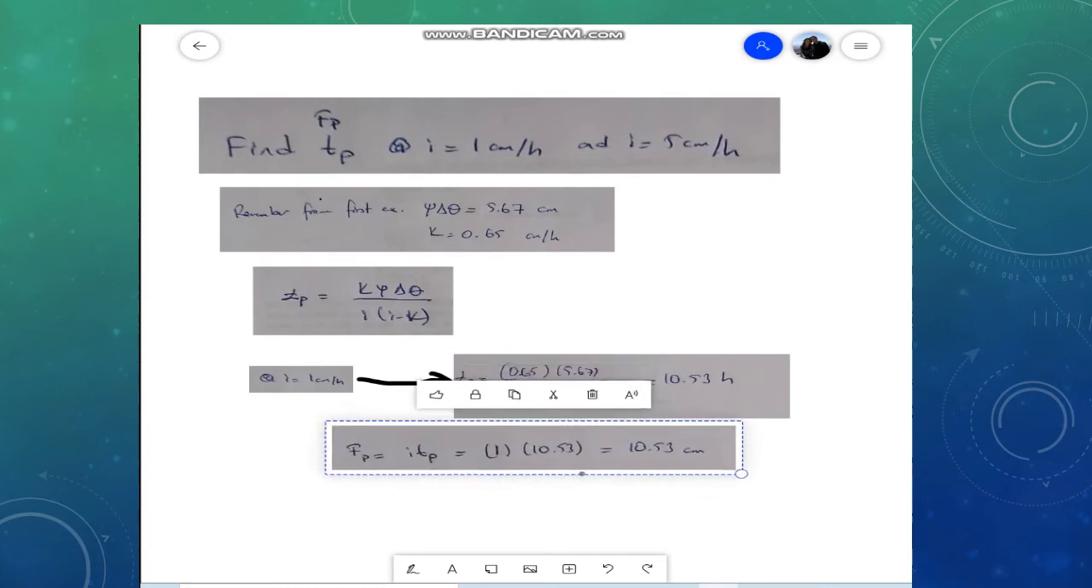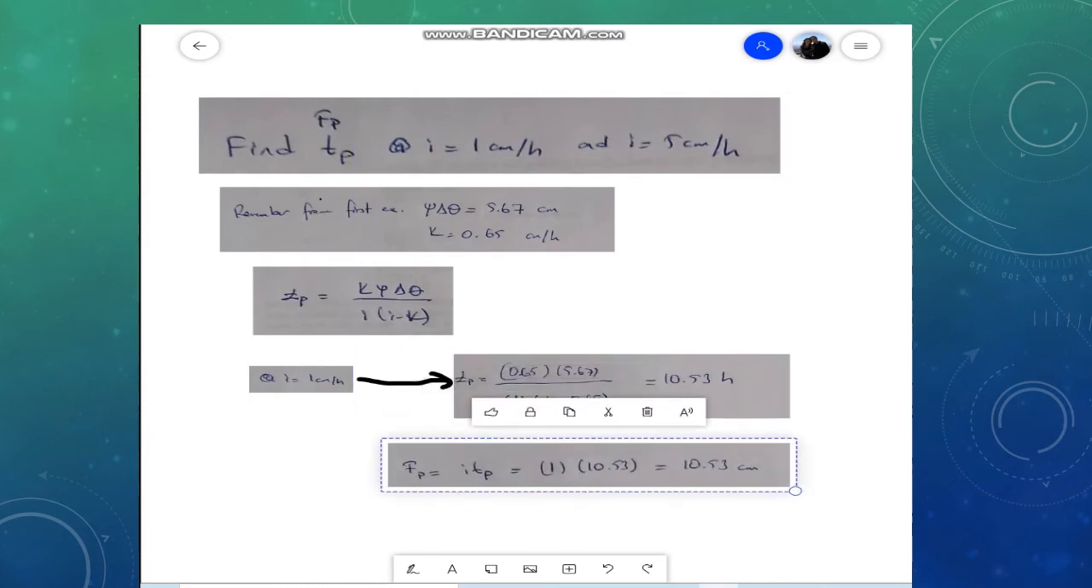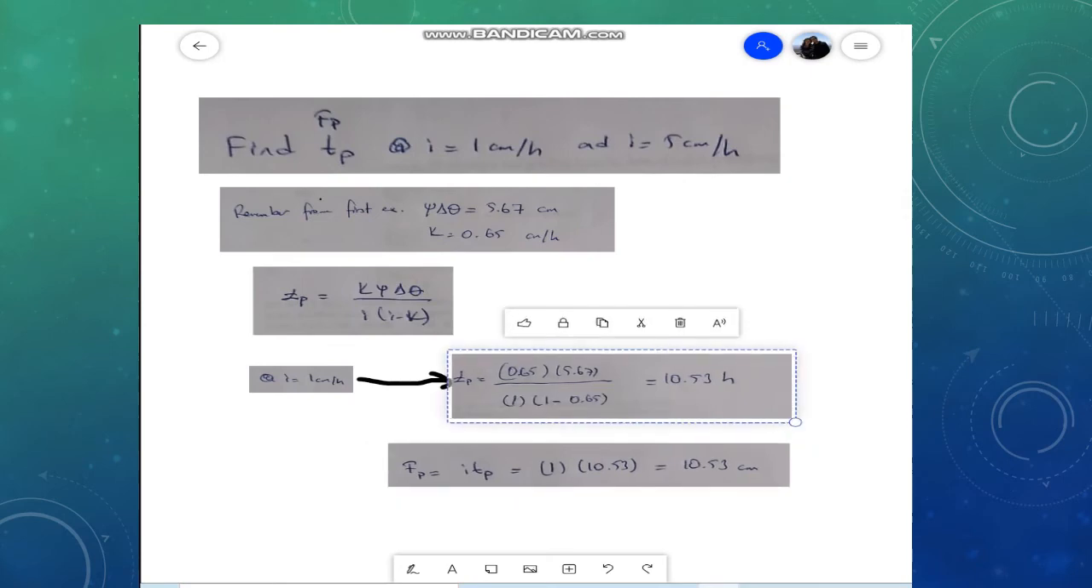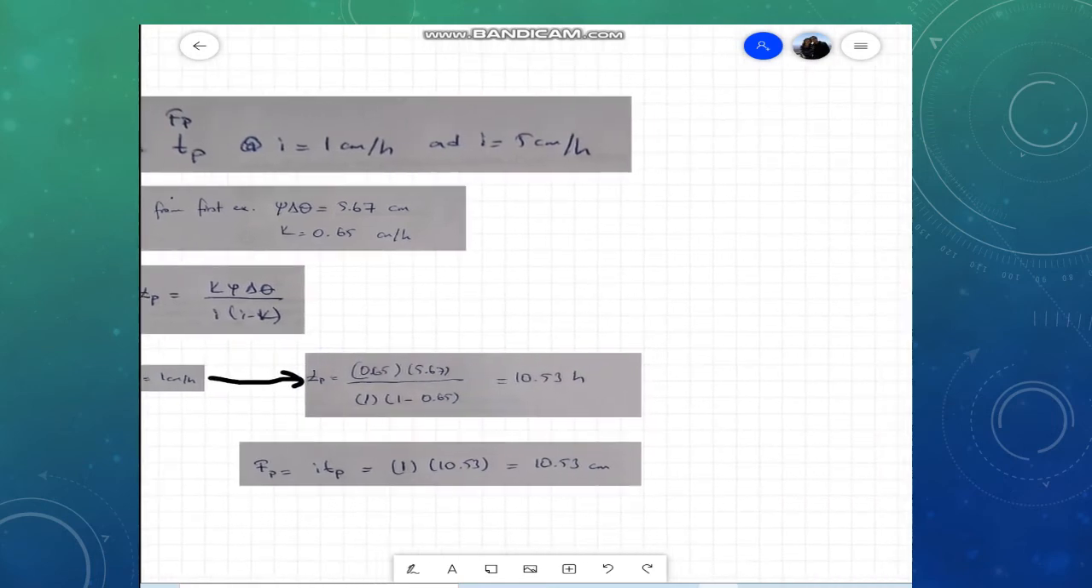So if it is constant, we just need to multiply ponding time by intensity. Whatever the rain comes is going to infiltrate into the soil, so we just need to multiply it. So 1, which is i, multiplied by ponding time, which is 10.53, which we found in this equation. So it's going to be 10.53 centimeter of water infiltrating into the soil.